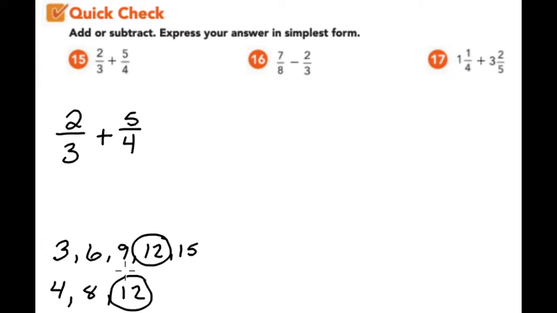Another way of getting a common denominator, this will not always give us the least common denominator, but it's always going to give us a common denominator, is to multiply denominators. 3 times 4 gives us 12. So we're going to rewrite this problem with a 12 on the bottom. Our denominator is going to be 12 in our answer, unless we could simplify at the end.